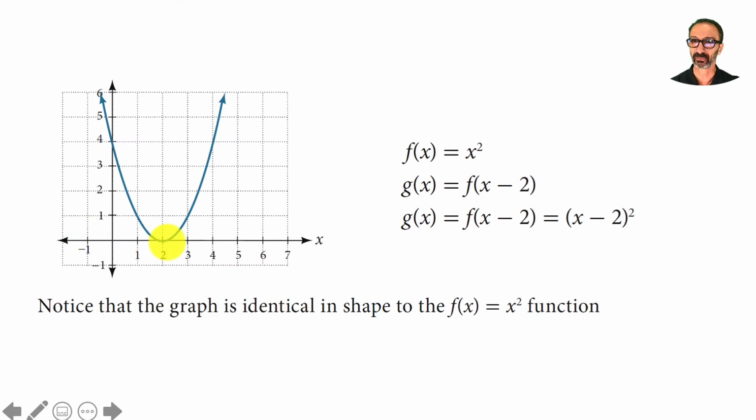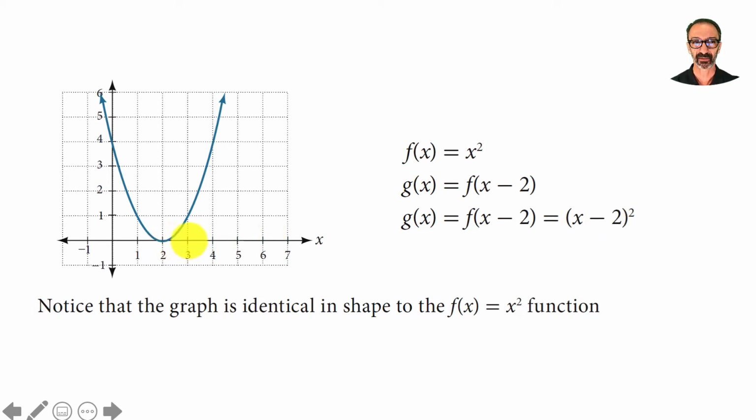Now sometimes to support why we are here, not on the left, I tell my students just plug in 2 to test that this is the vertex, which is 2, 0. If you plug in 2 here, 2 minus 2 is 0. 0 to the second is 0. So yes, this equation agrees with this graph.